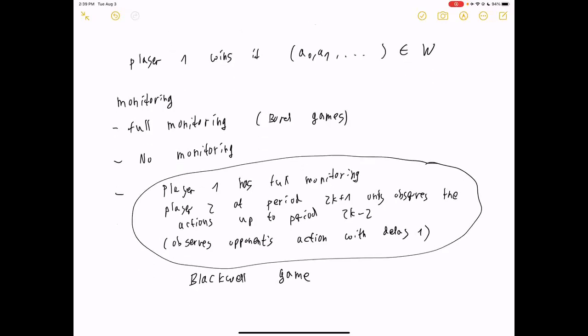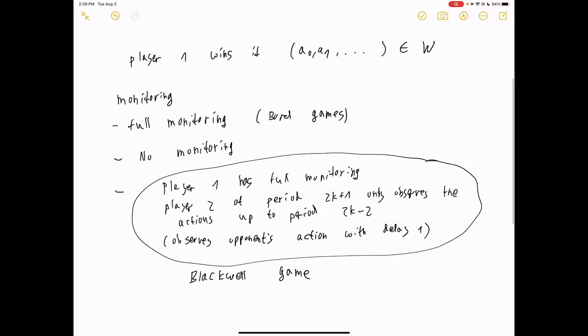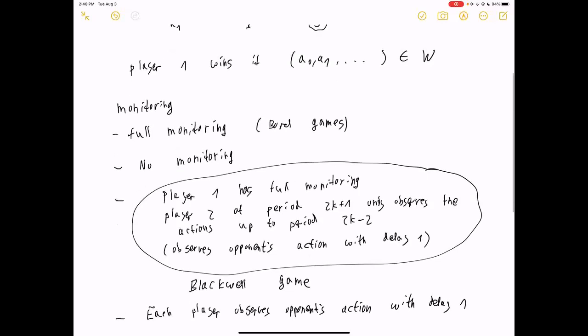Another possible monitoring structure is where each player observes the opponent's action with delay one. Now, not only does player two not observe the previous action, but player one doesn't observe the previous action either. And there are many other monitoring structures. In this talk, I will not formally define what I mean by monitoring structure, because that's not going to be the focus of the talk, but you can see it in the paper. And those of you who come from game theory know it is very standard how we model all sorts of partial monitoring of a game.